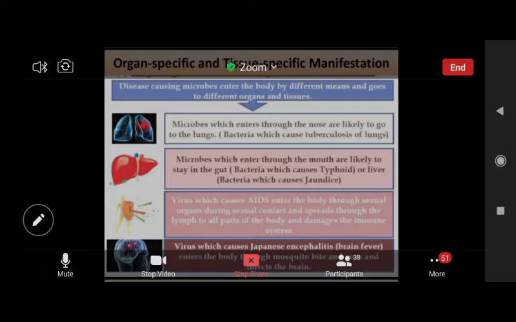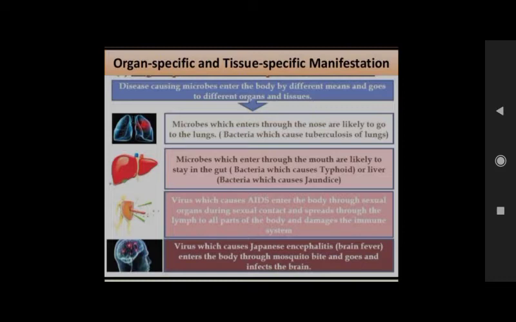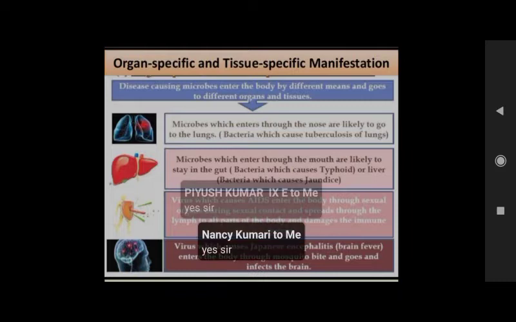Okay. Now, students, yes, this is our today's topic. As I told you, I asked you yesterday's topic because if you can link yesterday's topic, then today's topic will be very clear and very easy for you to understand. Now, organ specific and tissue specific manifestation.